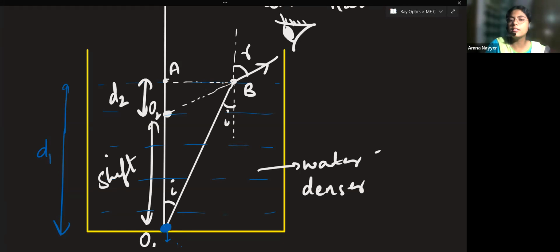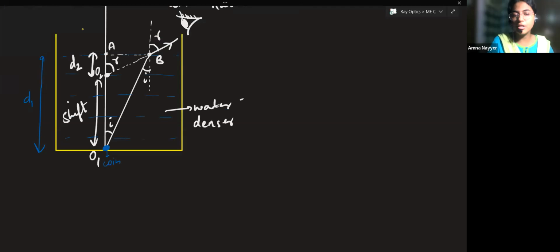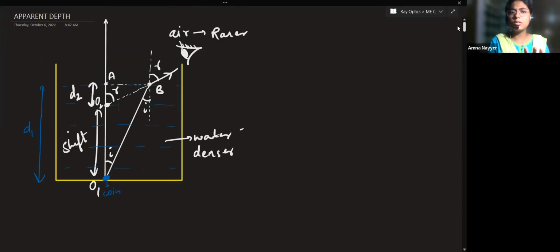See, O1B was acting as a transversal. So these were equal because of alternate angles. These two are parallel. O2B is also acting as a transversal. So this angle is the angle of refraction. This will be the angle of refraction by corresponding angles. Understood? Right, so this is the angle of refraction, this is the angle of incidence. All right, wherever you're not able to understand, stop me, I'll repeat it.